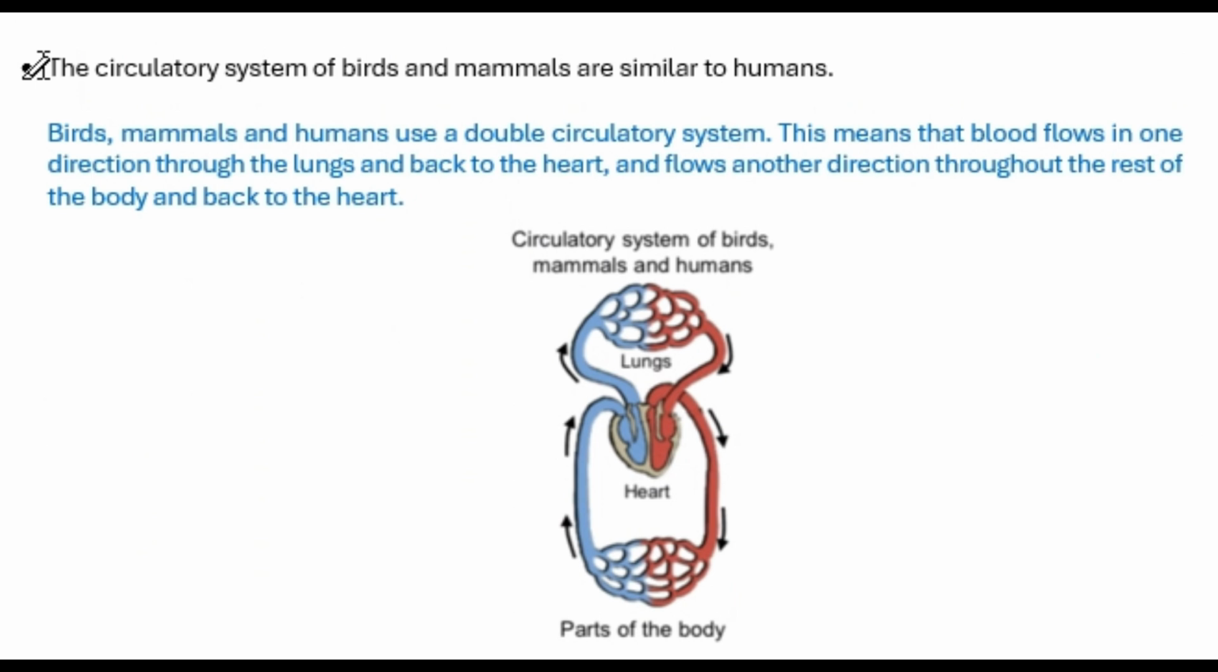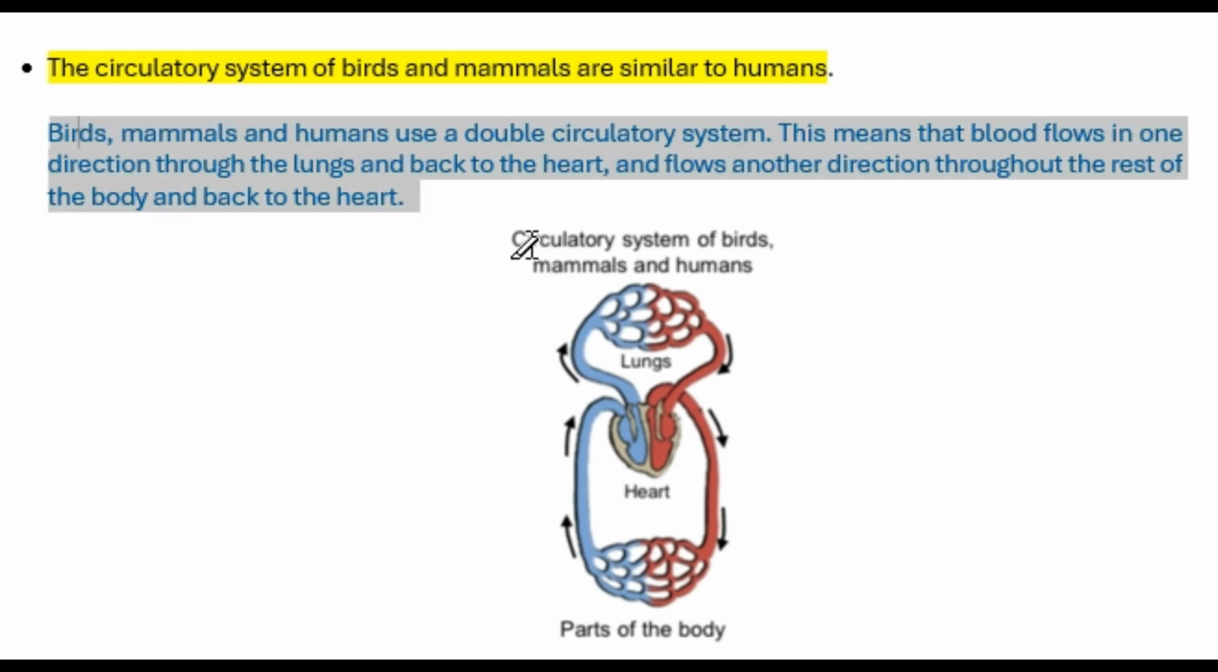The circulatory system of birds and mammals is similar to humans. Birds, mammals, and humans use a double circulatory system. This means that blood flows in one direction through the lungs and back to the heart, and flows another direction throughout the rest of the body and back to the heart.